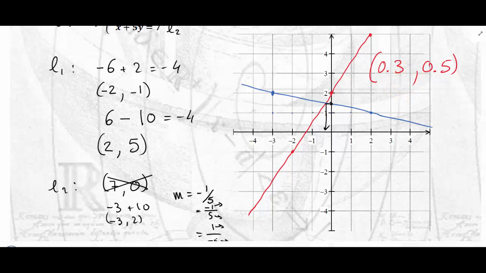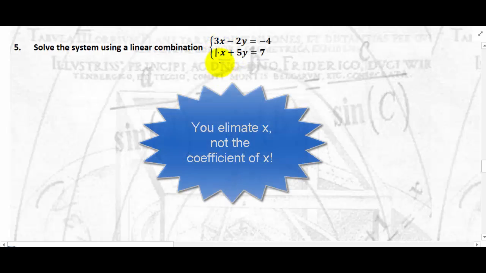All right, let's go over the second method. The second method is called a linear combination. It's also called an elimination method. Linear combination because I'm going to combine these two lines so that I will eliminate one of the two variables, okay? So in this case, it's pretty simple. The coefficient of x in the second line is 1. Let me eliminate the coefficient of x.